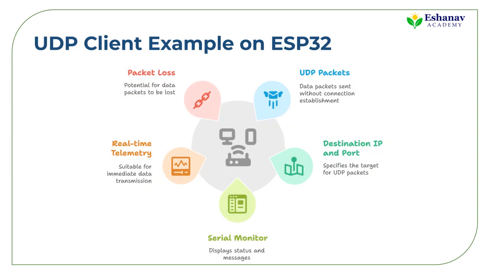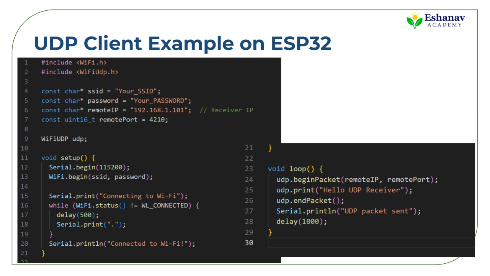Now we'll explore UDP on ESP32. Unlike TCP, UDP doesn't require a handshake, so we can quickly send packets to a destination IP and port using WiFiUDP. This makes it ideal for broadcasting sensor readings or real-time telemetry. On the serial monitor, each packet sent prints UDP packet sent. To verify delivery, you can run a UDP listener on a PC or another ESP32.